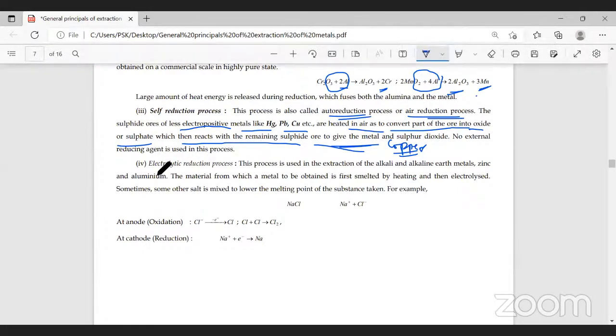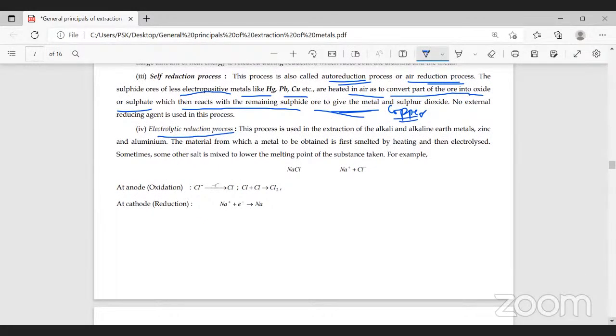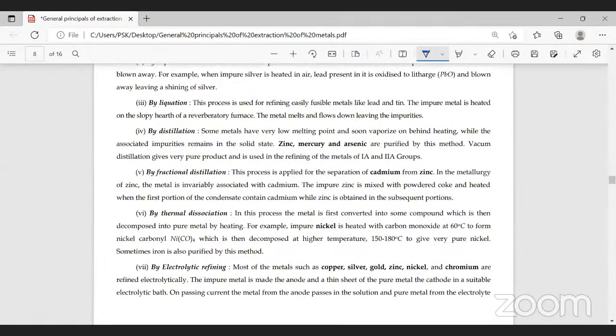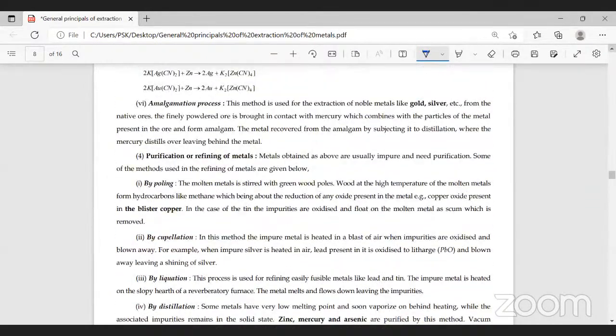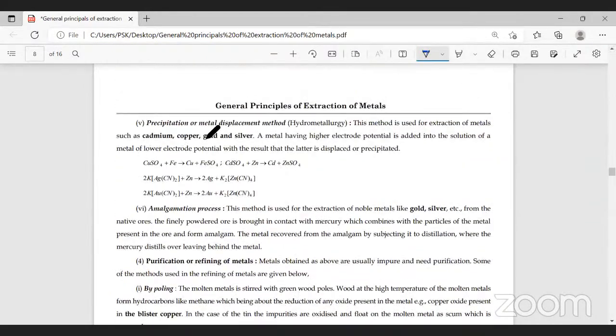The next we have is the electrolytic reduction process, used for extraction of aluminum. That also we will learn later in the syllabus. And next we have the refining process, purification of metals. We have the precipitation or displacement method, hydrometallurgy also.